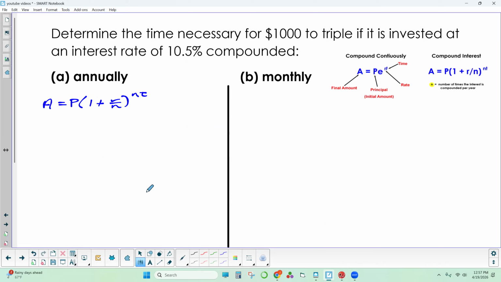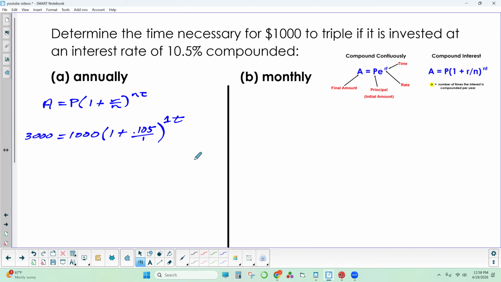Determine the time necessary for 1,000 to triple. So 1,000 is our principal here. And if it triples, that would give us 3,000. Okay, so that would be our A value. Times 1 plus our rate, which is 10.5%. So I'm going to move the decimal over to the left, 0.105. And then annually means once a year. Okay? So we'll raise that to nt, which is just a 1 times t.